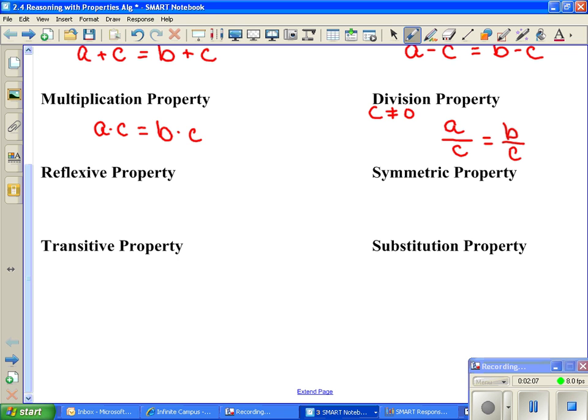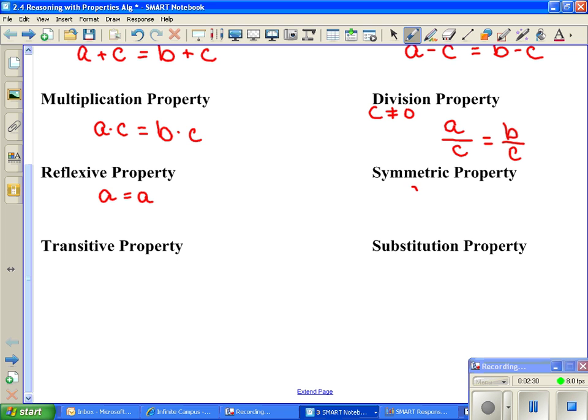These are some that you've done. You may not be as familiar with the next ones. The reflexive property just means that a number equals itself. So you can kind of switch things around. Like if you get x equals 1, you can rewrite it as 1 equals x, and that's the same exact thing.